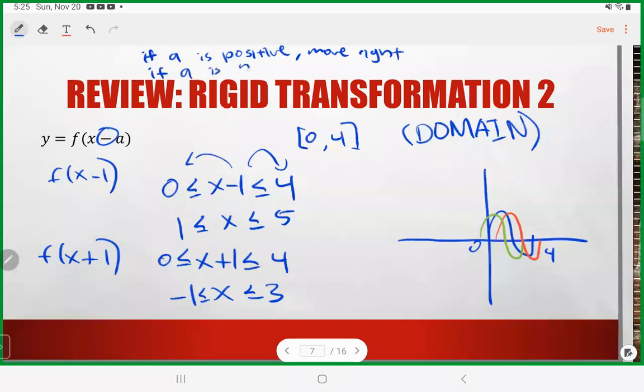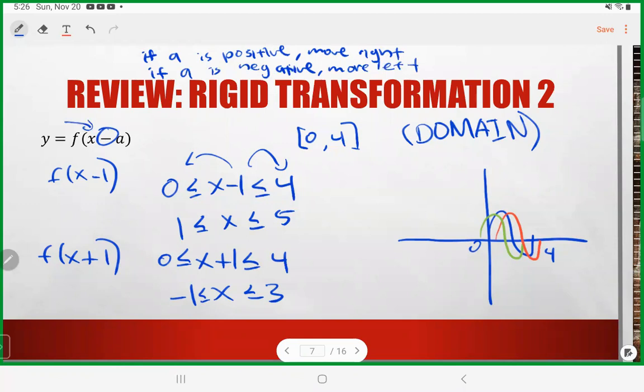If a is negative, move left. All right, so you might be confused by this. Didn't you just say that if it's positive, it should move left? But you see there's a subtraction sign here.